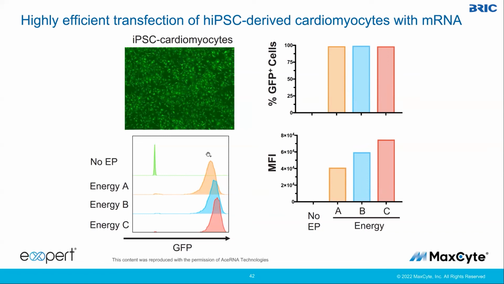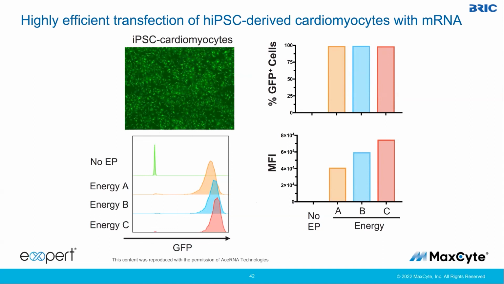And basically what he saw was using 3 different energy protocols, kind of similarly to what I showed you before with different energies, you can get 100% expression of the mRNA. Viability was also very good. It's just a matter of the MFI that you need for your application. But this clearly demonstrated that MaxCyte Electroporation was feasible for iPS cell-derived cardiomyocytes.